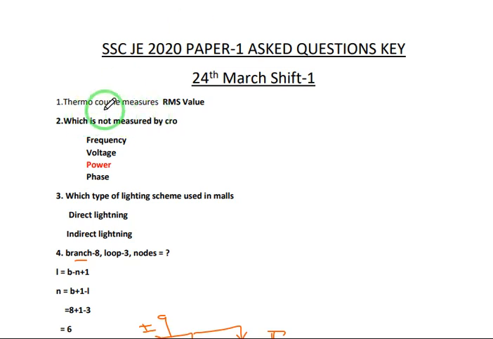Thermocouple measures average or RMS value. The correct answer is RMS value. Thermocouple measures the RMS value. Which is not measured by CRO, cathode ray oscilloscope? The answer is power. Power cannot be measured by CRO.